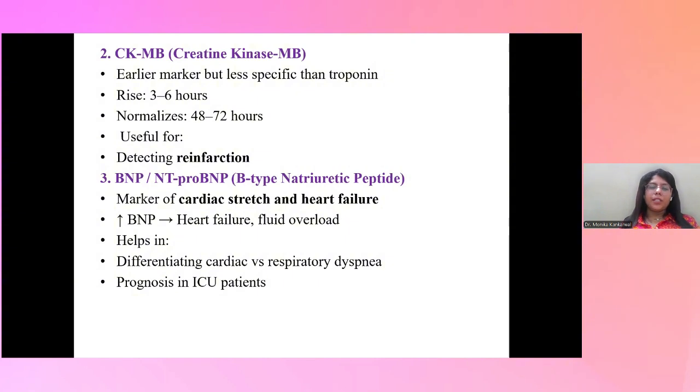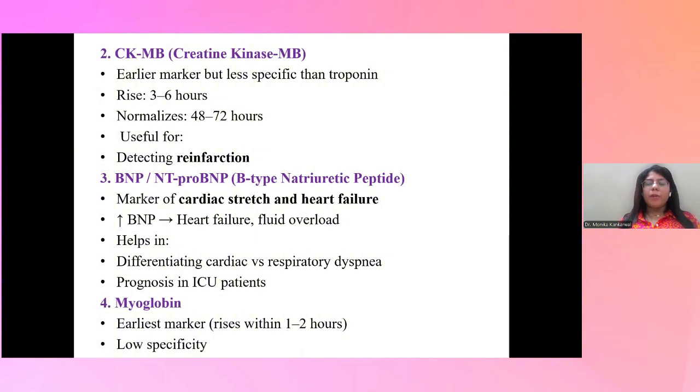It mainly helps in differentiating cardiac versus respiratory dyspnea and also tells about the prognosis of the ICU patient, whether the patient will have a good prognosis or end up having a poor prognosis. So this can be looked at by the BNP cardiac biomarker.